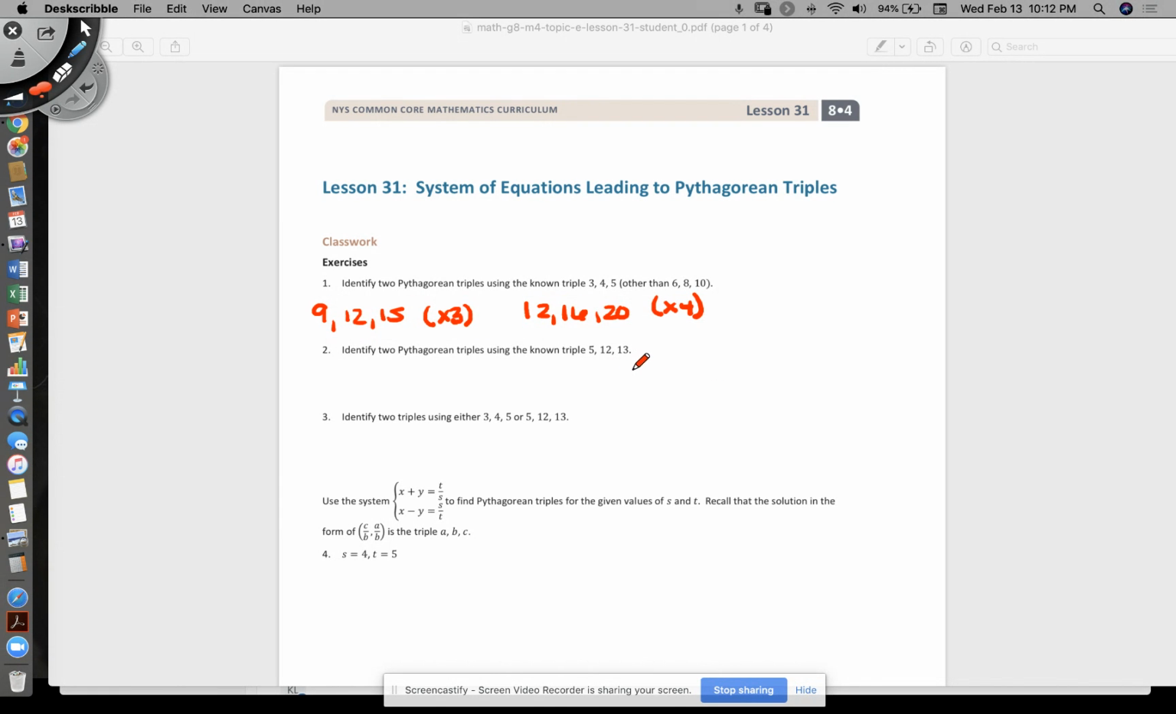All right, what if I picked another one of 5, 12, and 13? Well, I could say 10, 24, 26, that's being multiplied by 2. And I could say 15, 36, 39, and that's being multiplied by 3. All right, I'm going to let you go ahead and do number 3, and then I will work with you on number 4.